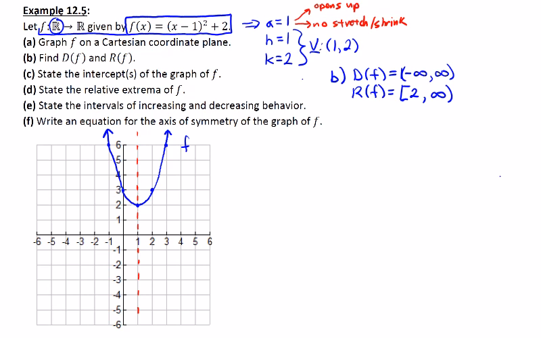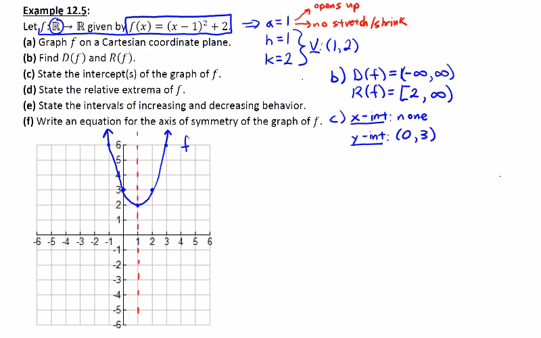Part C wants us to state the intercepts for the graph. Keep in mind that when you're looking at the intercepts, you always need to think about both the x-intercepts and the y-intercepts because you could have both. In this situation, because our graph is opening up and it's already above the x-axis, there would be no x-intercepts. But there is a y-intercept that we were able to get exactly from the graph, which would be located at (0, 3).